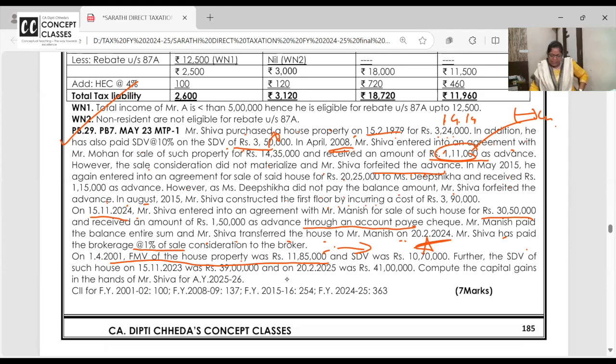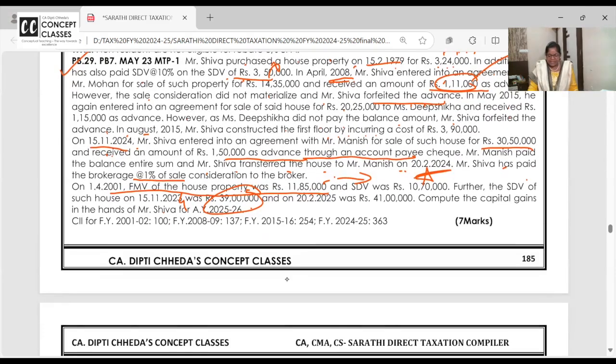Further, stamp duty value on 15/11/24 was 39 lakhs and on 22 is 41 lakhs. See, 15/11 was the stamp duty value on the date of agreement when you receive the token amount. So we will take this. If no token amount was received by account payee cheque and all, then we would have taken 41 lakhs. Compute the capital gain.